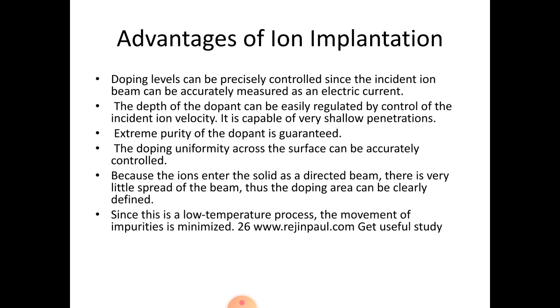The next is the advantages of ion implantation. The first point is doping levels can be precisely controlled, since the incident ion beam can be accurately measured as an electric current. The next point is the depth of the dopant can be easily regulated by control of the incident ion velocity. It is capable of very shallow penetrations. The next point is extreme purity of the dopants is guaranteed.